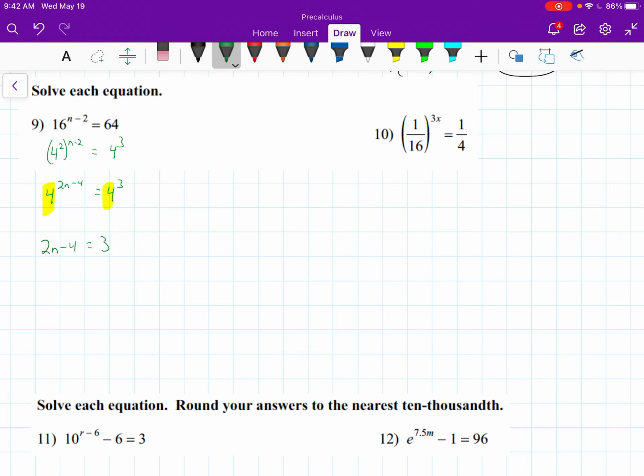And then we solve. We add 4 to both sides. 2n is 7. And we divide both sides by 2. We get 7 halves. So n equals 7 halves.